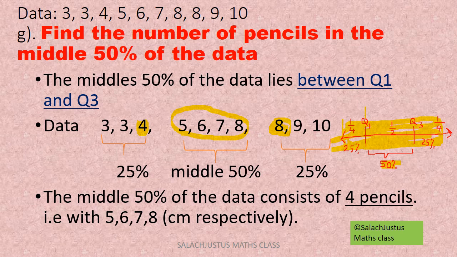So the number of pencils in the middle 50% of the data is 4 pencils. The question was how many, find the number of pencils. So 4 pencils, or 5, 6, 7 and 8 centimeters respectively.